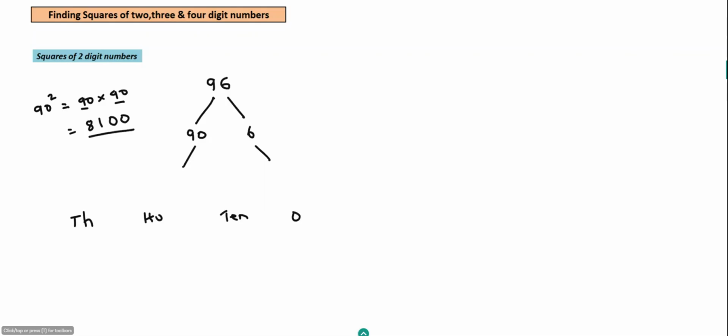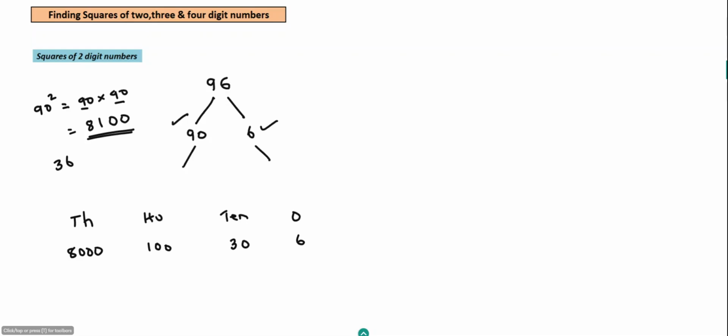So we'll write this 8100 as 8000 under the thousands column, and then 100 under the hundreds column. So we are done with finding the square of 90. And then similarly, the square of 6 is 36, but we will write that as 30 under the tens column, and then the remaining 6 under the ones column.